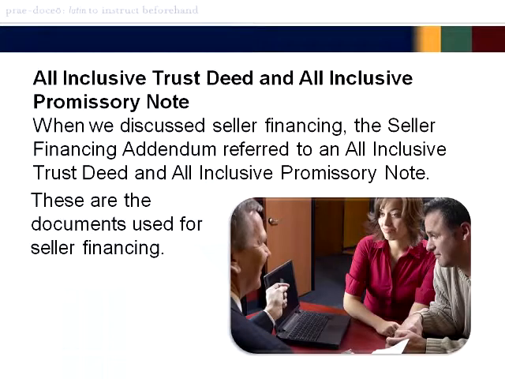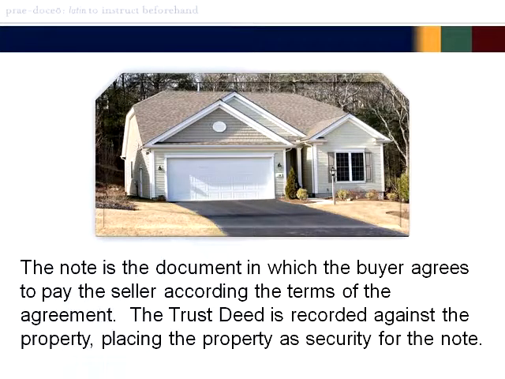All-inclusive trust deed and all-inclusive promissory note. When we discuss seller financing, the seller financing addendum refers to an all-inclusive trust deed and all-inclusive promissory note. These are the documents used for seller financing. The note is a document in which the buyer agrees to pay the seller according to the terms of the agreement. The trust deed is recorded against the property, placing the property as security for the note.